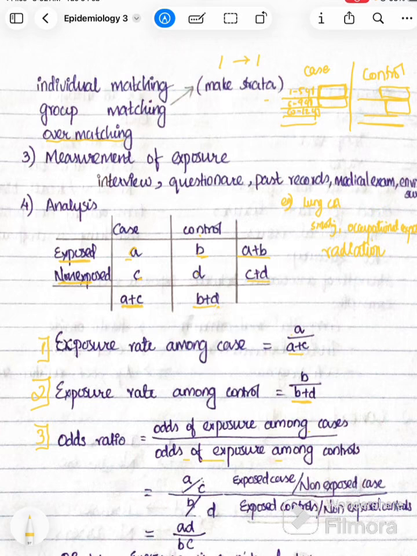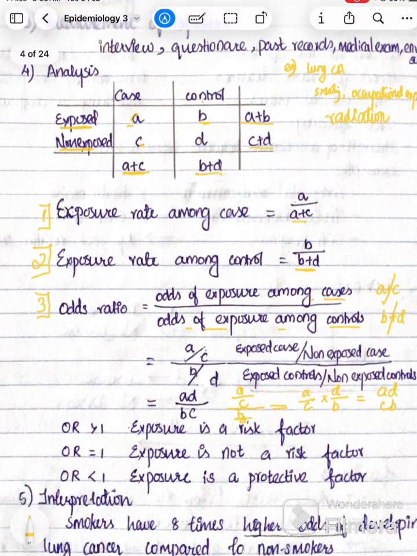Now odds of exposure among cases: among cases, exposed is A, non-exposed is C. So A by C. Odds of exposure among controls: exposed controls are B, divided by non-exposed controls, D. We get A by C divided by B by D. So how can we write this? A by C, this D will go up and B will come down. So the formula for odds ratio is AD upon BC.